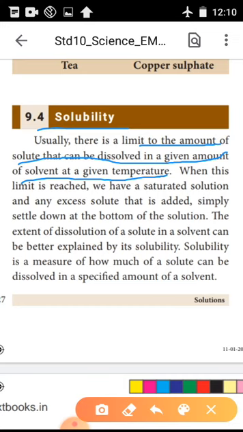So see the definition. The amount of solute that can be dissolved in a given amount of solvent at a given temperature, that is solubility. Okay, this is one of the 2 mark questions. Kindly mark the 2 marks. Solubility means the given amount of solute that can be dissolved in a given amount of solvent.